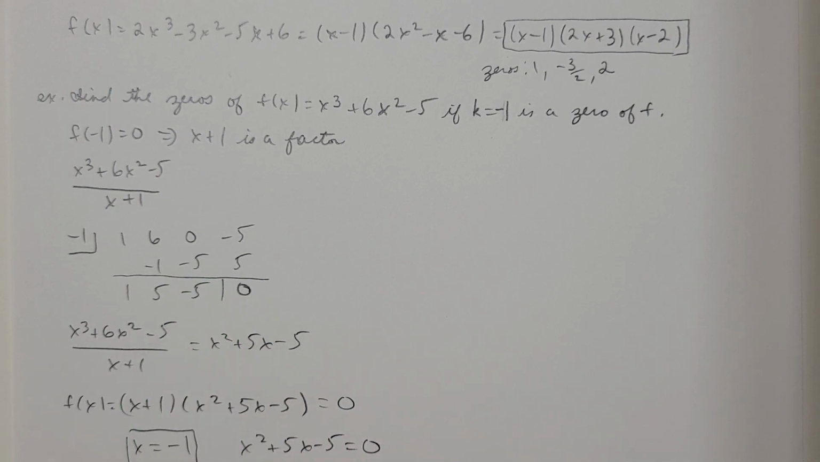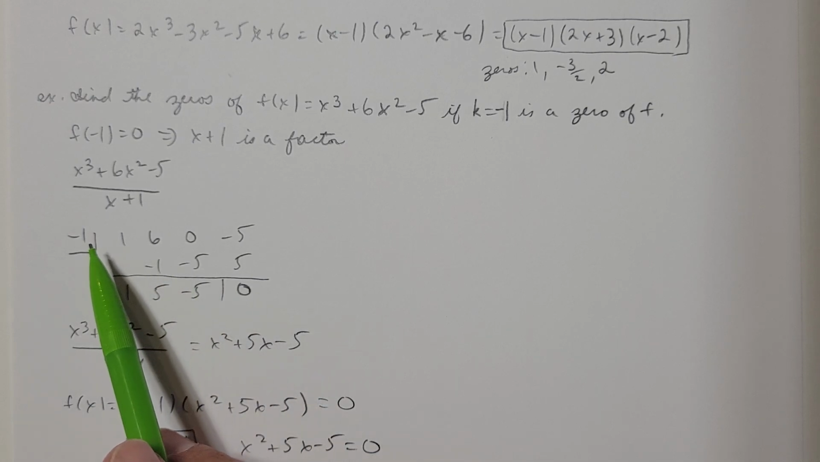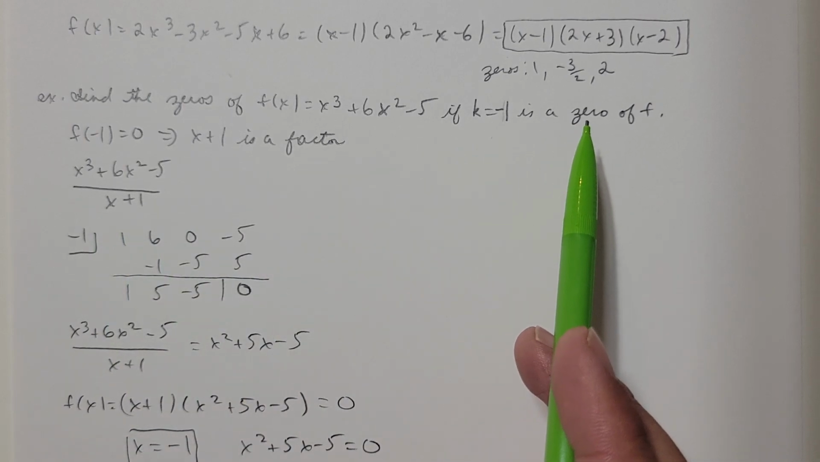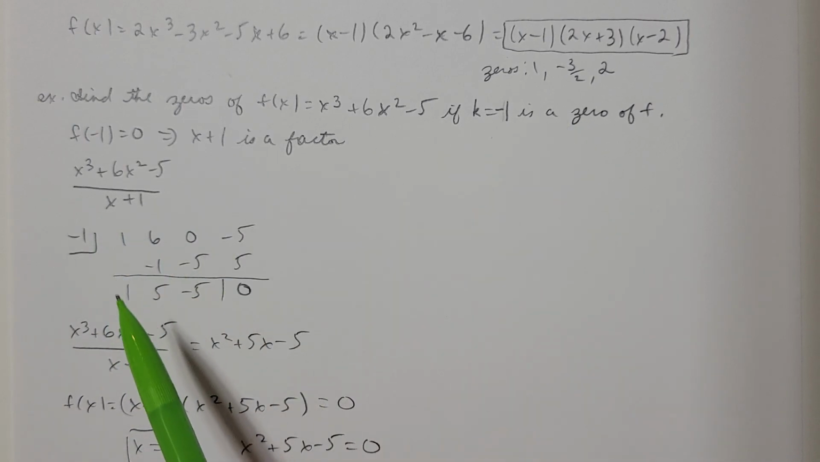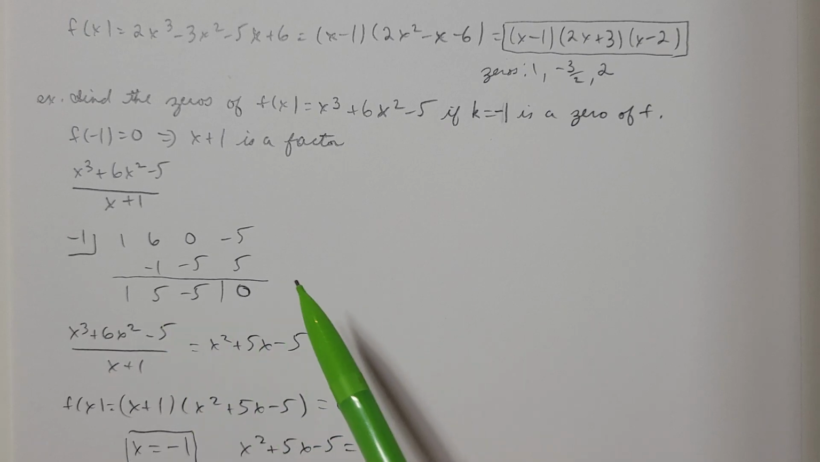Okay. Now, before I divide, the remainder I know is going to be 0, because I already know that -1 is a 0 of f. Okay, so let me go ahead and divide, and we'll check that.